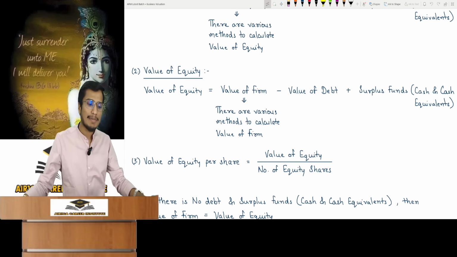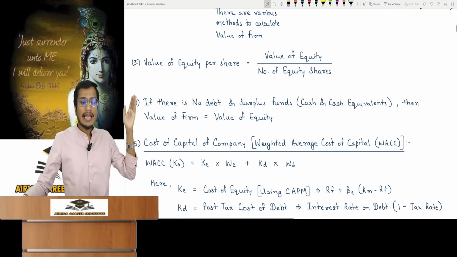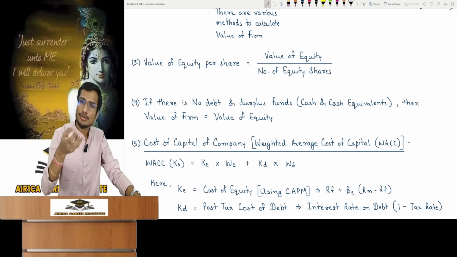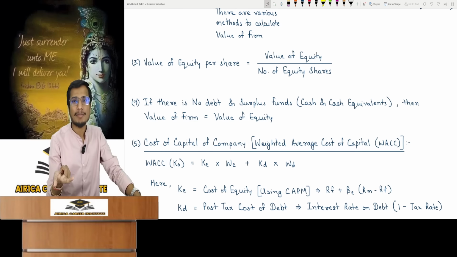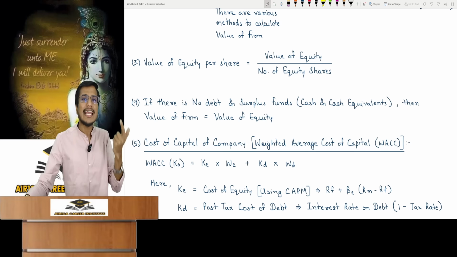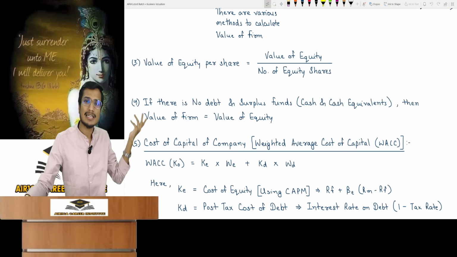Now there is little left in the basics. After this, if you are asked for the value of equity per share, with the methods I will teach, you can calculate the value of equity. Divide that by the total number of equity shares in the company. Then you will get the value of equity per share. What is the value of one share? You will get that. That's it, finished.